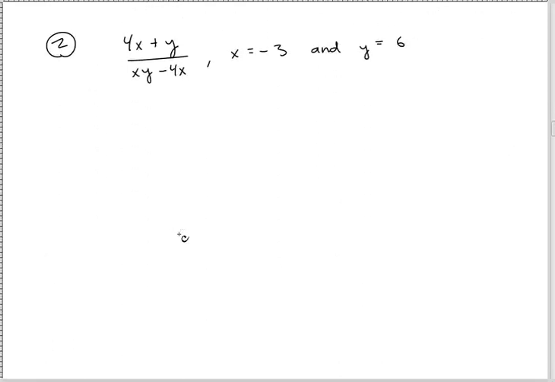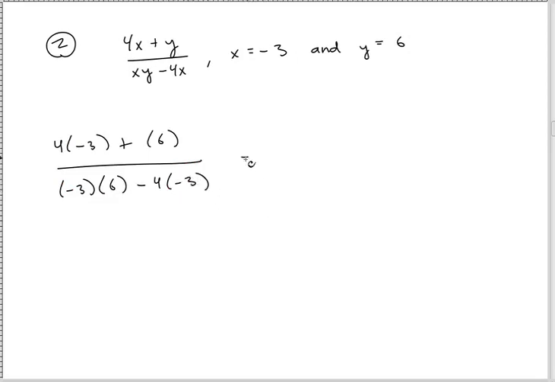Next problem, number 2. We've got a math expression, same kind of thing, and we have an x and a y, and they want you to plug it in. Everywhere you see an x, you're going to put a negative 3. Everywhere you see a y, you're going to put a 6. So we have the negative 3, a 6, negative 3, 6, and then 4 times negative 3. I'm using parentheses for all of this because I just want to indicate, hey, I plugged something in.